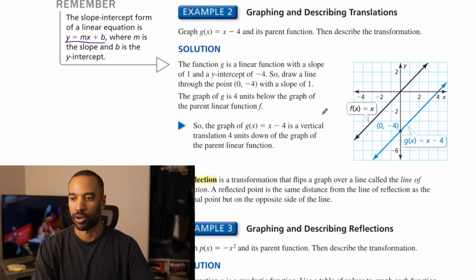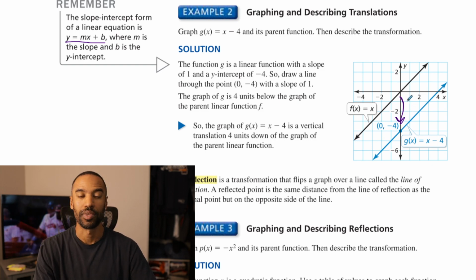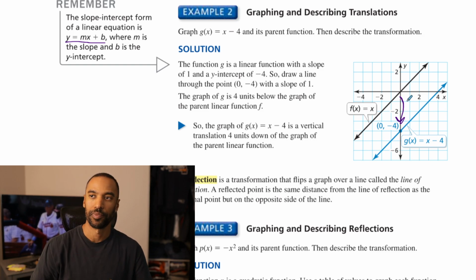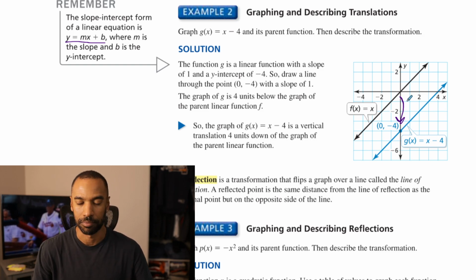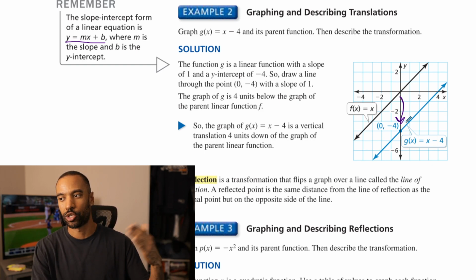So how does one compare to the other? The graph of g of x equals x minus 4 is a vertical translation 4 units down of the graph of the parent linear function. And that's it. It didn't flip over, it didn't stretch, or anything like that, and of course it's still linear, as it will remain. So that is how a translation works.